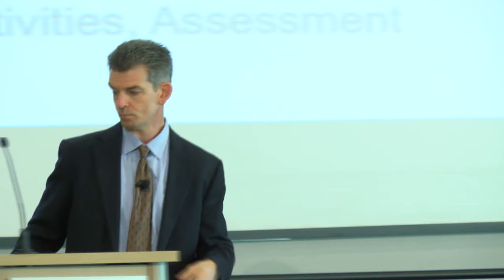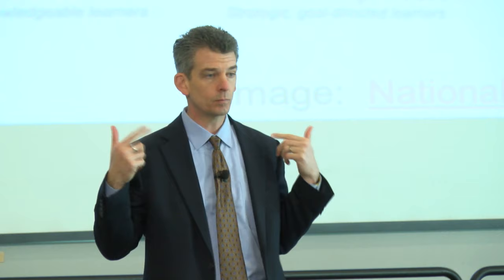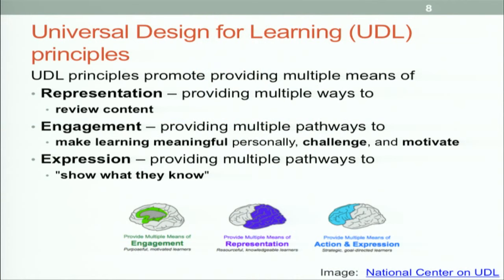And there's been a huge uptick in research and literature on the brain and how our learning is tied to neuroscience and all that. Well, CAST, the group that came up with Universal Design for Learning, was first or very early in the game.